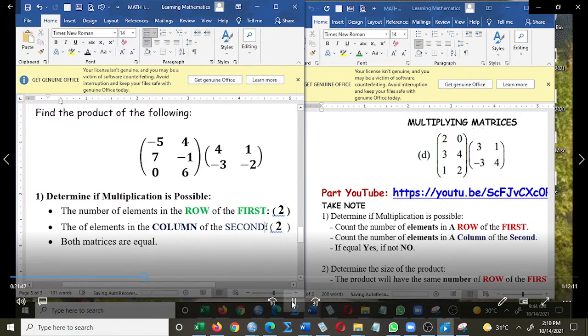Okay, so the row and the column of both matrices are equal. Is that what is happening there? Is that what we have just proven? By doing that, we have proven that the row and the column of both matrices are equal. No.